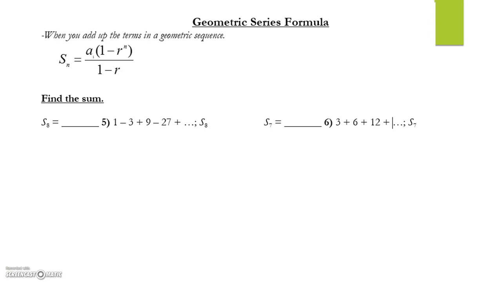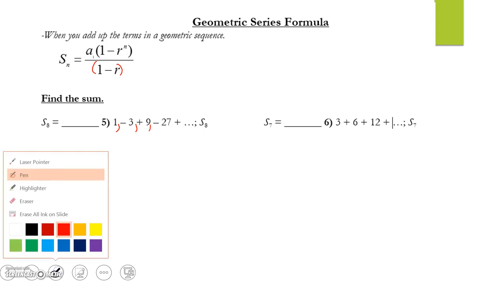Now for geometric, the formula is a little bit different. What you need to remember whenever you are doing this one is that the bottom needs to go in parentheses. Number 5 is written like this, with little commas put in: 1, -3, 9, -27, and so on.